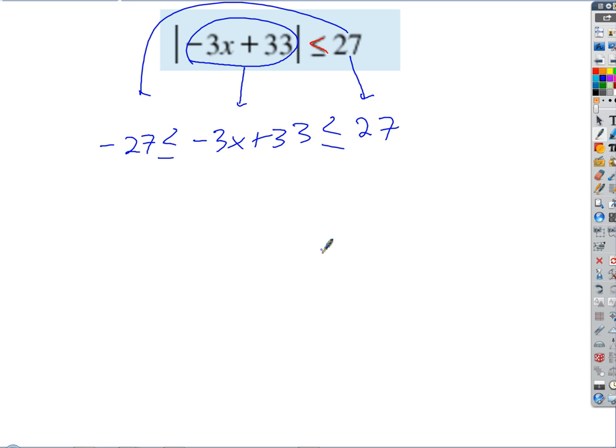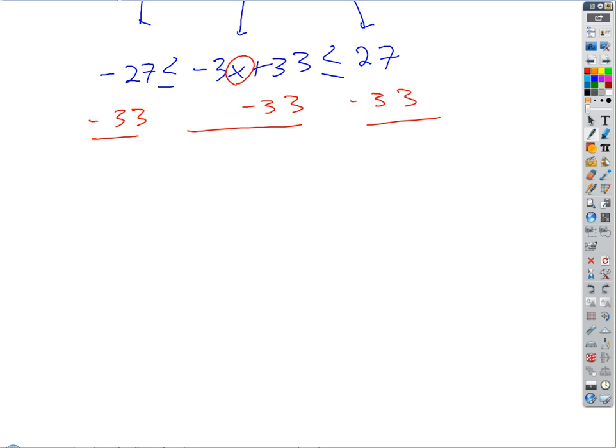Well, how do I isolate x there? It's a little weird, right? But how did we do that before? How do we get the x by itself? What do I do? 33. Okay, I got to subtract 33, but there's three parts to this, right? Does that make sense? So we're going to subtract 33. Okay, and if we do that, we get a negative 3x. Here we get negative 60. Here we get, what, negative 6? And my inequality signs just stay the same. They haven't flipped for any reason, so they just stay the same, right?